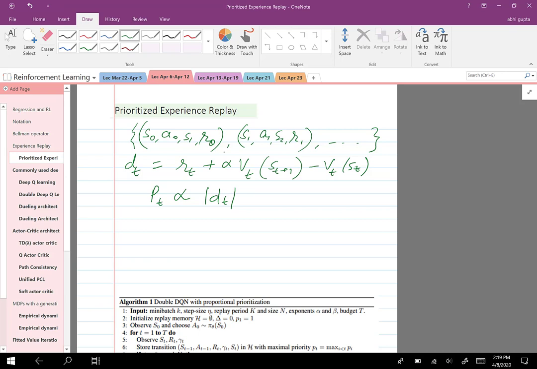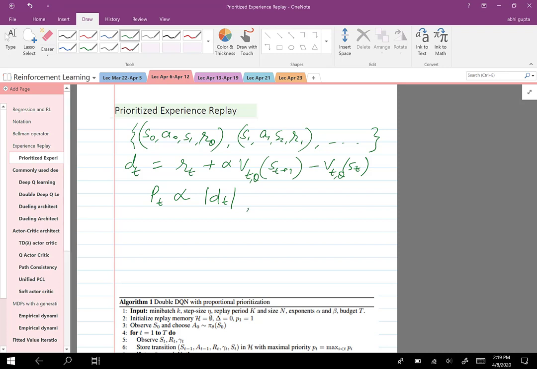Because your function definitely fits. I want to make sure that I write theta here because these are all neural networks. So theta denotes the weights of the neural network. So you want to pick samples that have higher absolute value of temporal differences, and you want to pick them with higher probability.